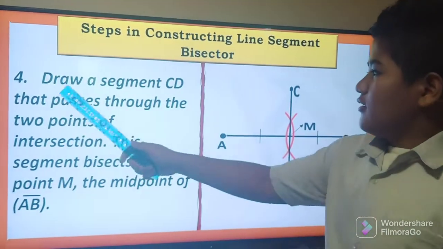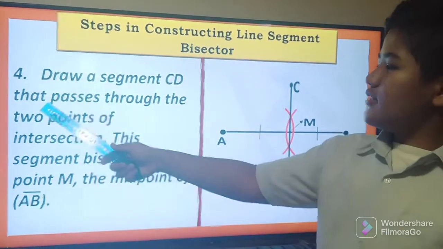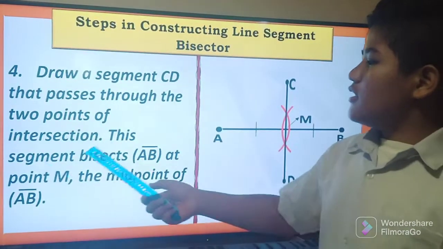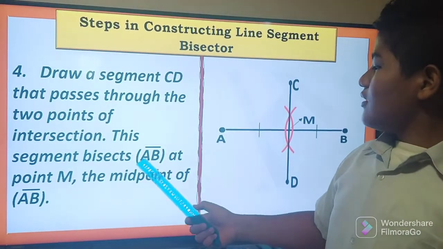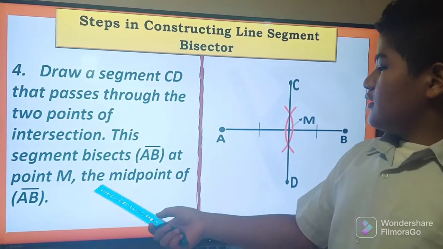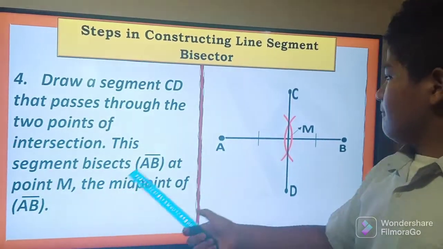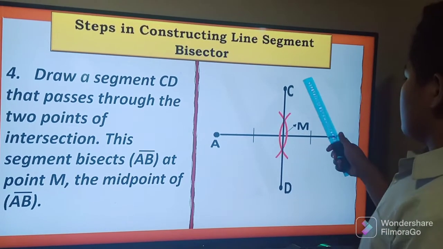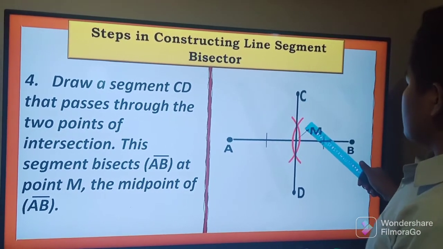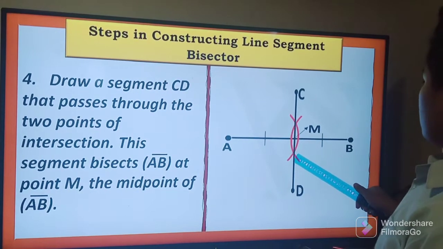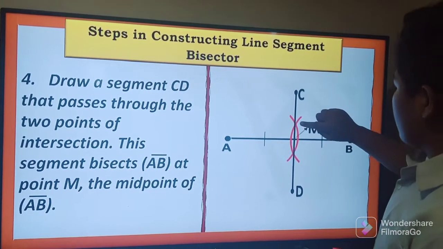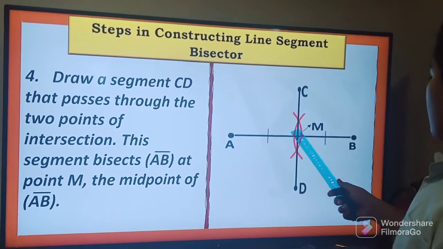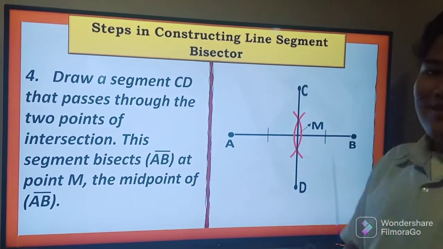Number 4. Draw a segment CD that passes through the 2 points of intersection. This segment bisects AB at point M, the midpoint of AB. Draw segment CD that passes through the 2 points of intersection, one point and the other point, and this is the midpoint of A and B.